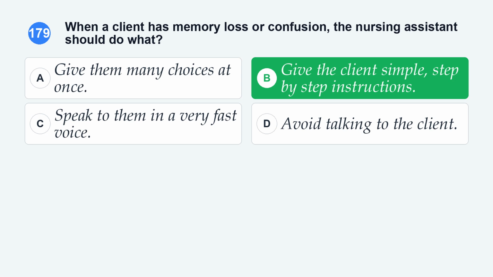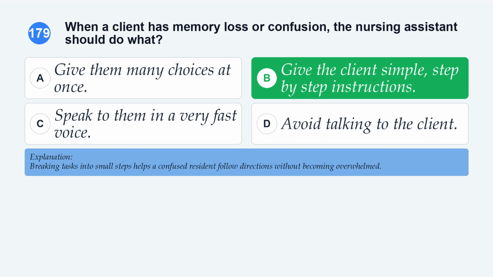The correct answer is option B. Give the client simple, step-by-step instructions. Explanation. Breaking tasks into small steps helps a confused resident follow directions without becoming overwhelmed.